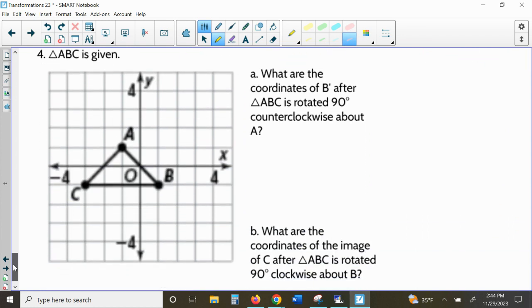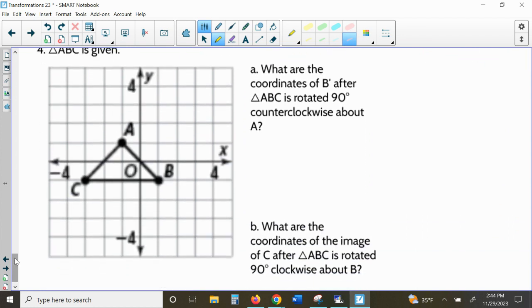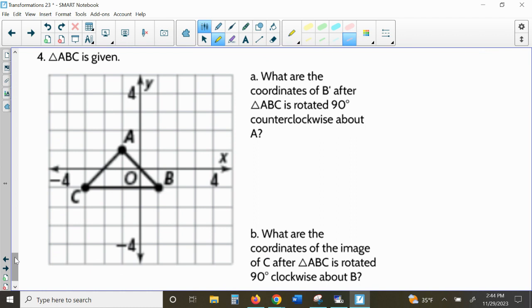The last one, we have ABC is given. It says, what are the coordinates of B prime after ABC is rotated 90 degrees counterclockwise about A? Now here, hello, we are rotating around A, 90 degrees counterclockwise. So that means we are not rotating around the center. So this is when you have to kind of make a fake axis at A. So let me draw a fake axis at A. Where's A? Is right here. See my fake axis I'm drawing? So right here, you need a fake axis.